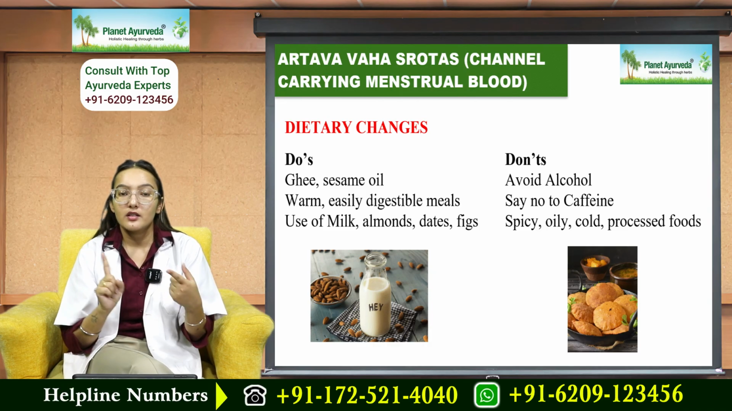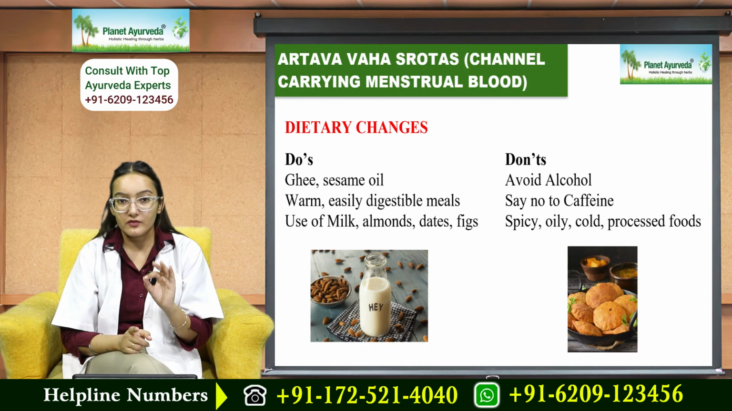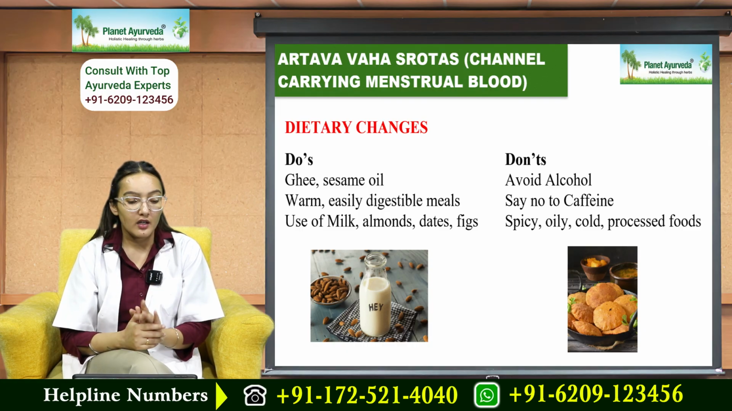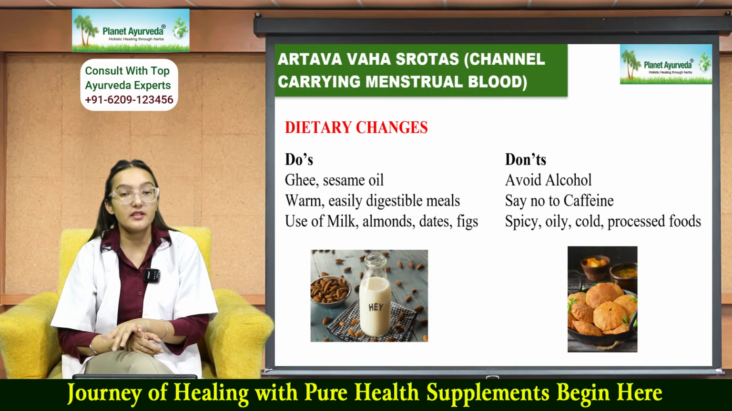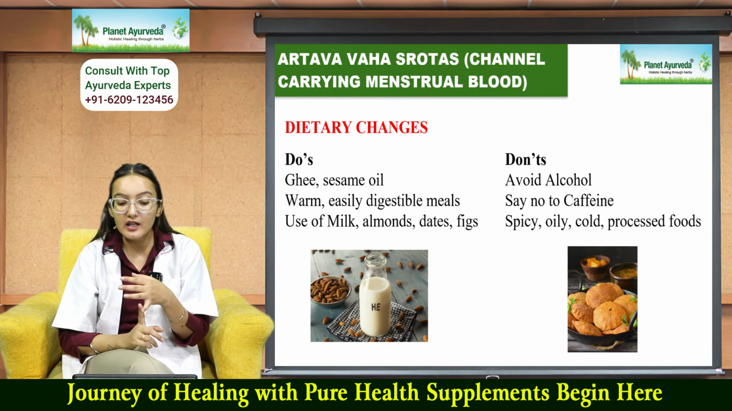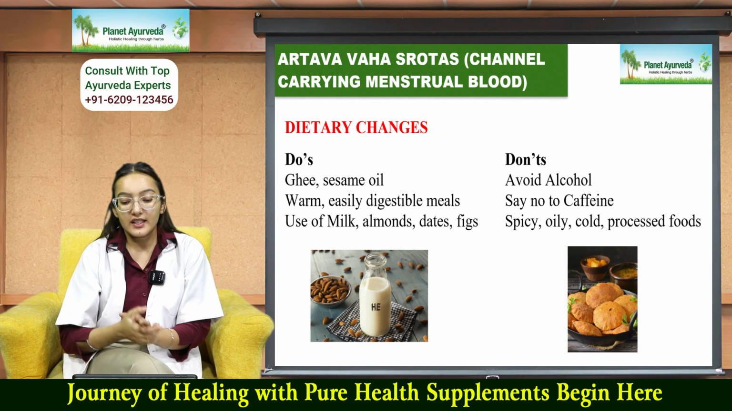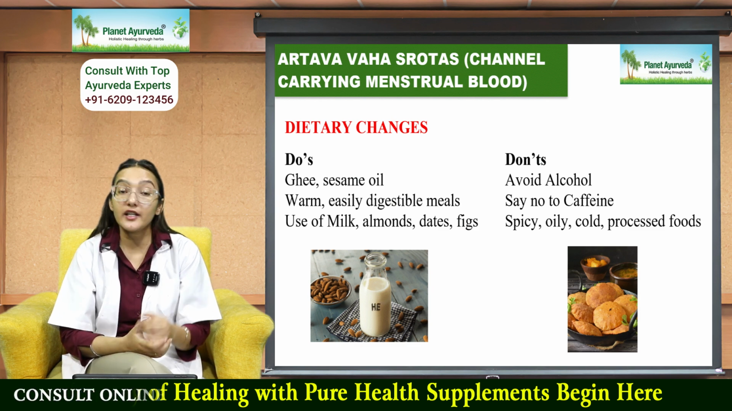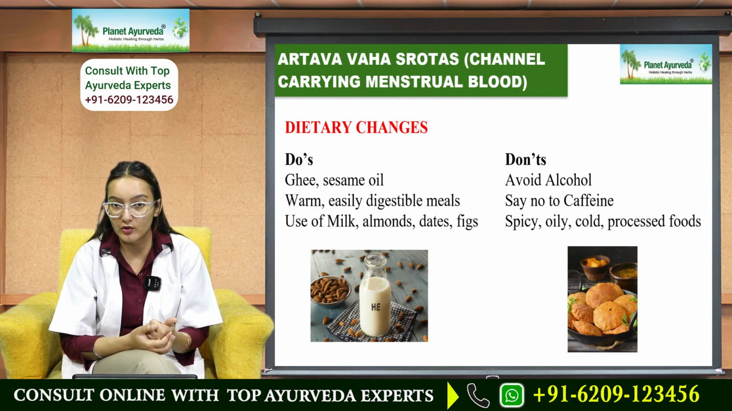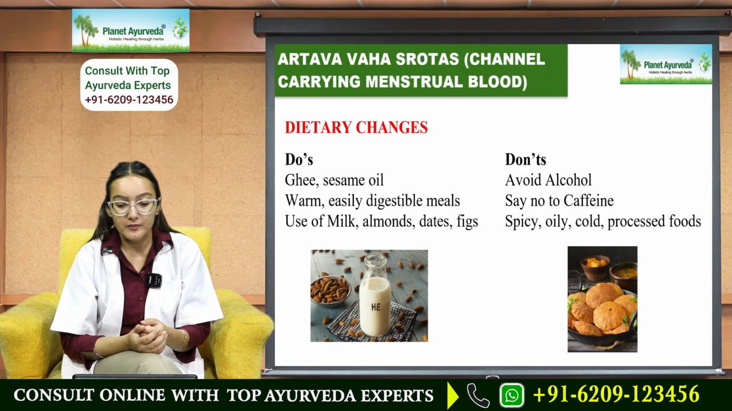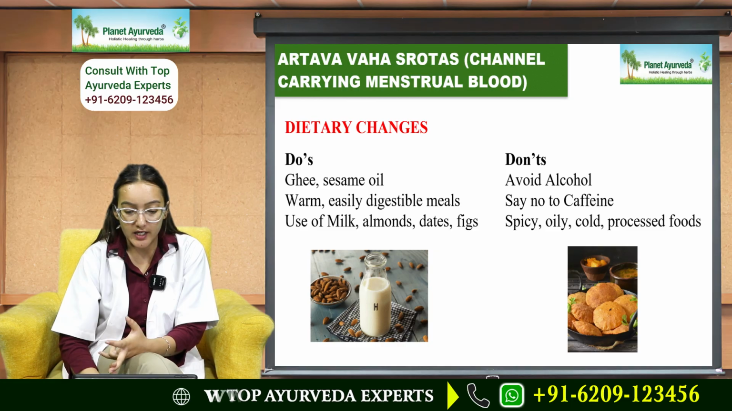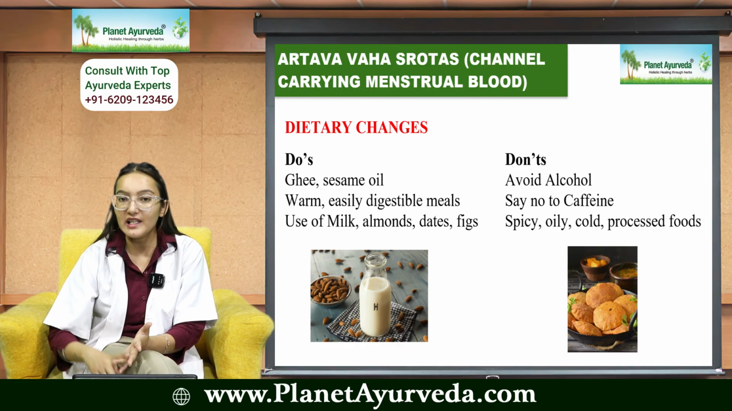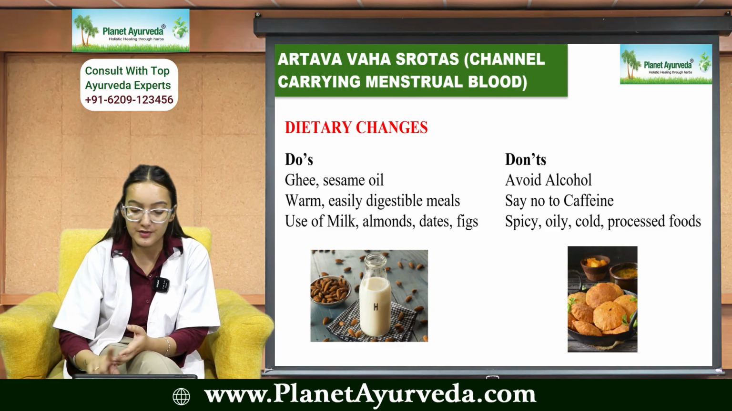Basically, one has to avoid a sedentary lifestyle and sedentary eating. They can take ghee, sesame oil, warm, easily digestible meals, milk, almonds, dates, and figs. Then one can have antioxidant foods, which will also be very good for this. In don'ts, one has to avoid caffeine, alcohol, and spicy, oily, cold, and processed foods.